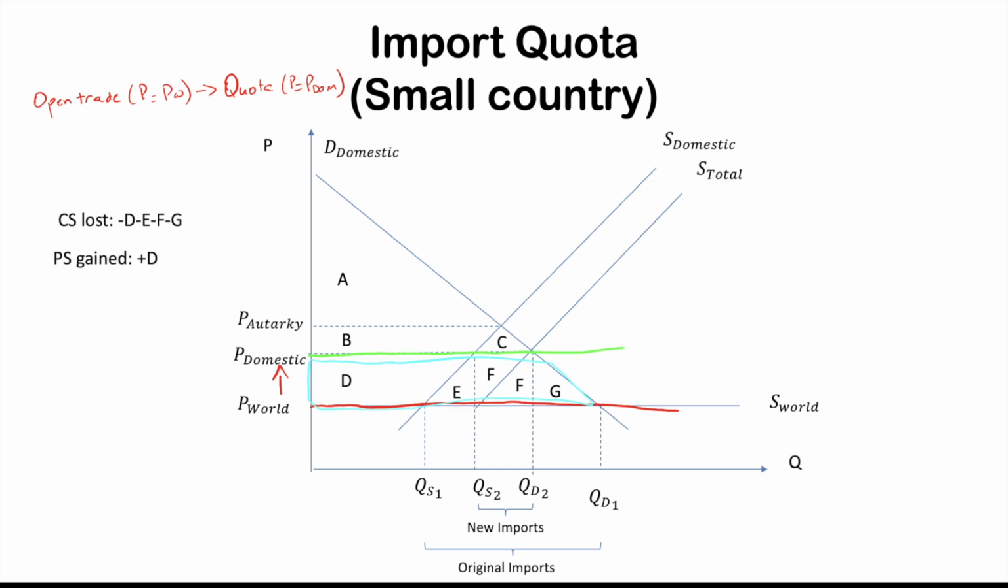Producer surplus regains area D. The government revenue does not exist because, remember, import quota, revenue from the quota does not go to the government, unlike with the tariffs. So there is no government revenue. So there is a social loss to the country. And the social loss is equal to this area E, F, and G. Social loss or deadweight loss to the country.